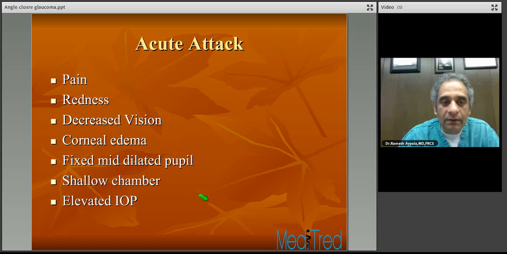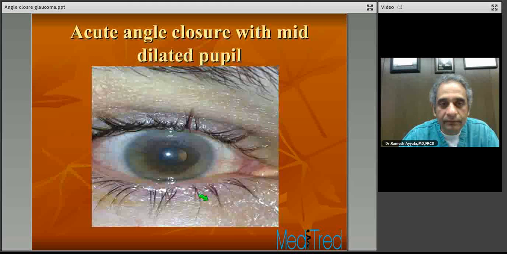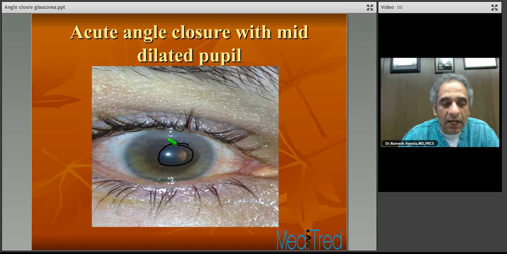So how do you know? What are the classic symptoms? The patient complains of pain, redness, decreased vision because of corneal edema, fixed mid-dilated pupil, shallow chambers, elevated intraocular pressure. Note this particular patient again, they always come back with this classic mid-dilated pupil, shallow chambers, and convex iris, and the eye is always hot. In this kind of cases, congested conjunctiva, corneal edema, and severe pain.